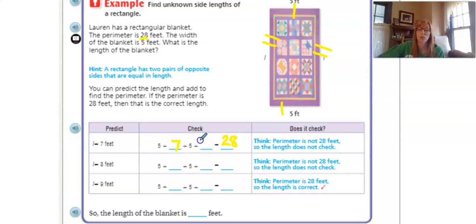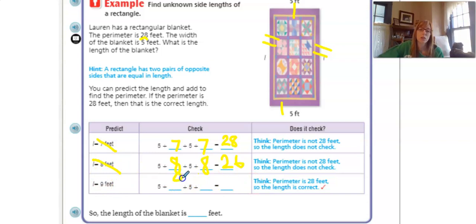So let's do 5 plus 5 is 10, plus 7 plus 7 is 14. 10 plus 14 is, you're right, 24. So perimeter is not 28 feet, so the length does not check out. This doesn't work. Nope. I'm going to put a little slash through it. Okay, 8. All right, so let's do 5 plus 5 is 10. And then 8 plus 8 is 16. So 10 plus 16 is 26. Does that work? That's not 28. So that does not work.